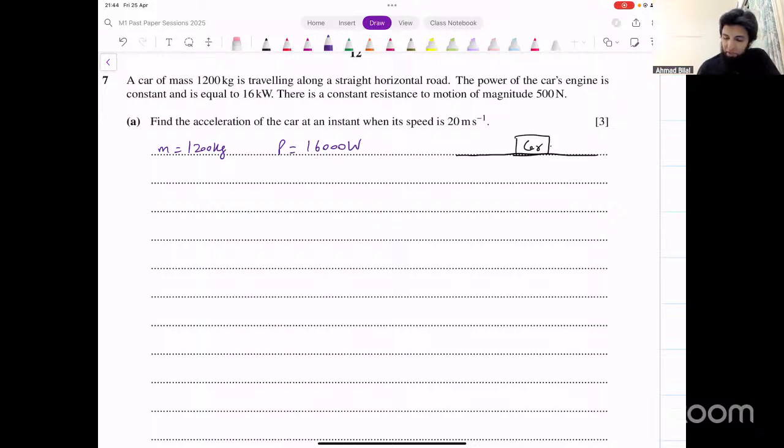So we have this car going, it has a driving force, it has resistance. That resistance has a value of 500. They're saying find the acceleration of the car at an instant when its speed is 20 meters per second. So how do we think about this? Power is equal to driving force into velocity. Since they're talking about acceleration, the other equation that we'll use would be Newton's second law of motion. Power is 16,000 watt. 16,000 is driving force into the speed, that is 20. You'll get the value for driving force from here.